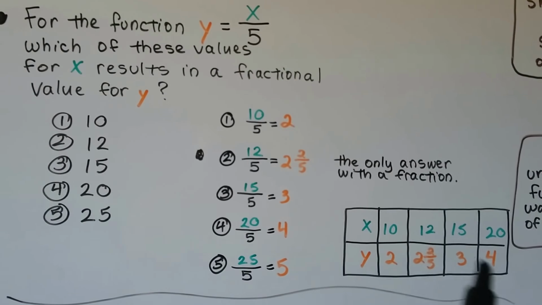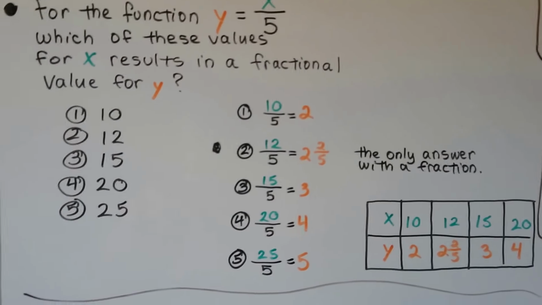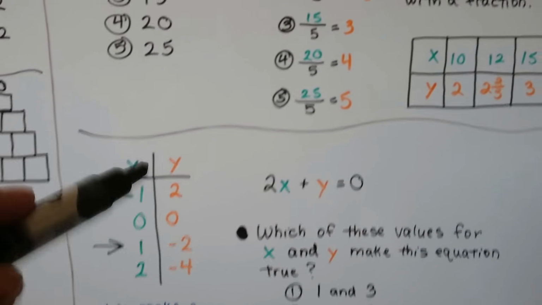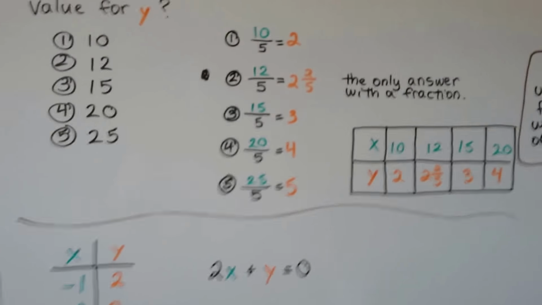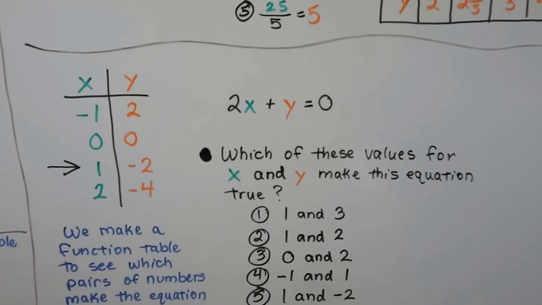Now we can also have a function table going horizontally. See that? Generally, it goes vertically like this, but it can be written like this. You're usually going to see it like this, though.